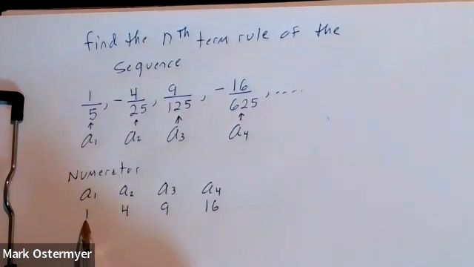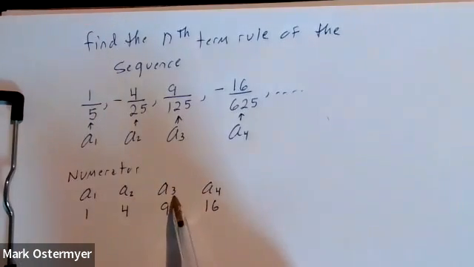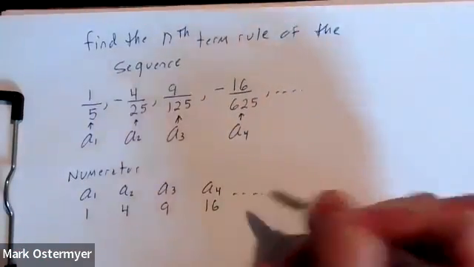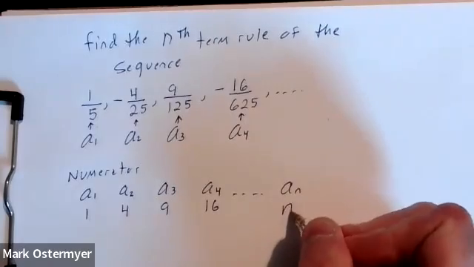Well, with some thought, we realize that these numerators are really perfect squares. And in fact, the numerator is really the perfect square of the index of the term. 4 is the perfect square of 2, 1 is the perfect square of 1, 9 is the perfect square of 3, 16 is the perfect square of 4. So in general, the numerator of the nth term is going to be n squared.